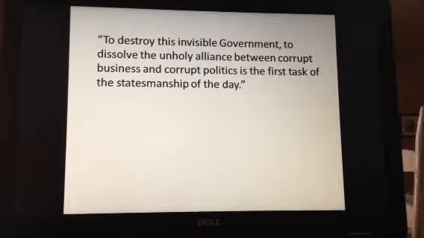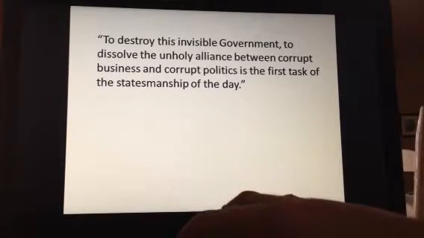This is what Roosevelt called for: to destroy this invisible government, to dissolve the unholy alliance between corrupt business and corrupt politics, is the first task of the statesmanship of the day. In fact, I have a little clip here of a couple of minutes from a speech by Roosevelt that I think it would be interesting to take the time to listen to right now. So that's what we're going to do.